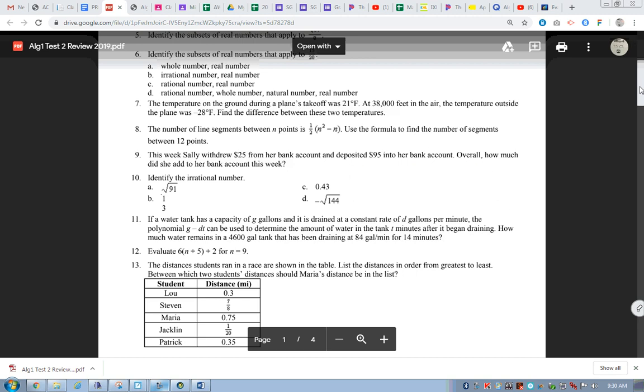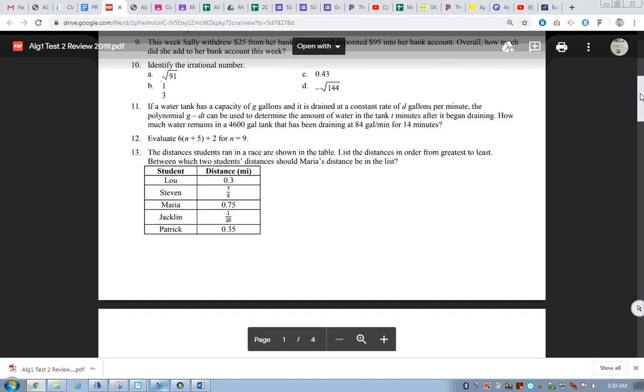All right, let's see, that was 8. Next one we need is 11. Okay. 11. If a water tank has a capacity of G gallons and it's drained at a constant rate of D gallons per minute, the polynomial G minus dt can be used to determine the amount of water in the tank T minutes after it began draining. How much water remains in a 4,600 gallon tank that has been draining at 84 gallons per minute for 14 minutes?